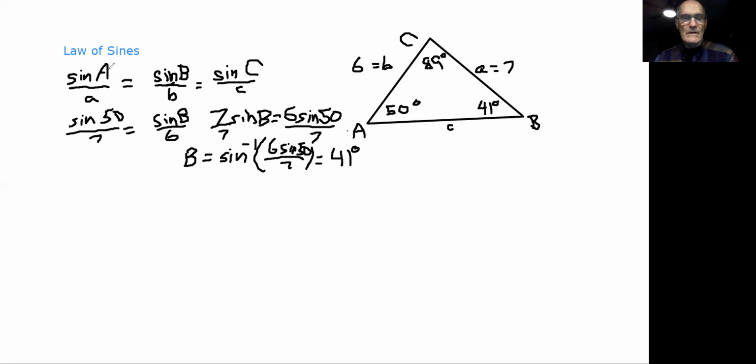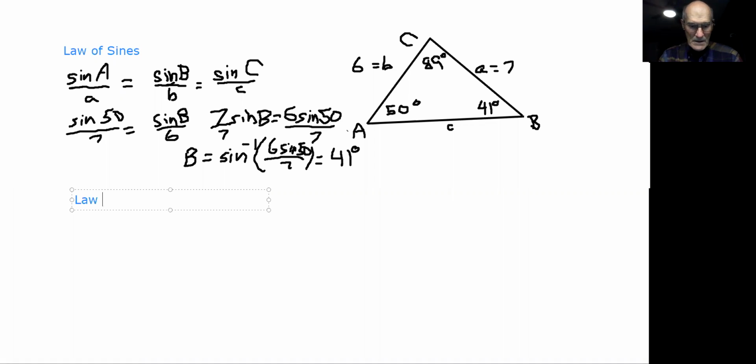Okay, so you have to have one of these complete ratios, side A and angle A, which is what we had here, or side B and angle B, or side C and angle C, and then you have one other piece of information. So that is the law of sines. The law of sines is the first thing you try if you do not have a right triangle.